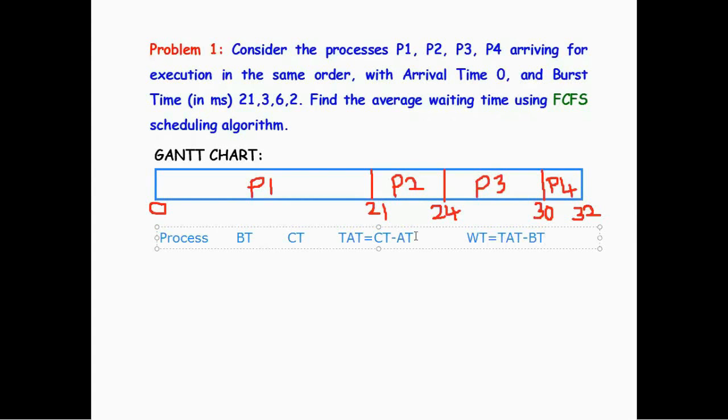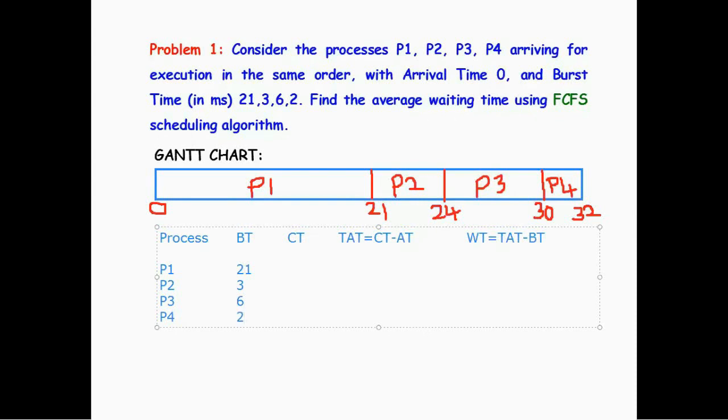Let me take the processes P1, P2, P3 and P4. The burst time of P1 is 21. The burst time of P2 is 3. The burst time of P3 is 6 and the burst time of P4 is 2.